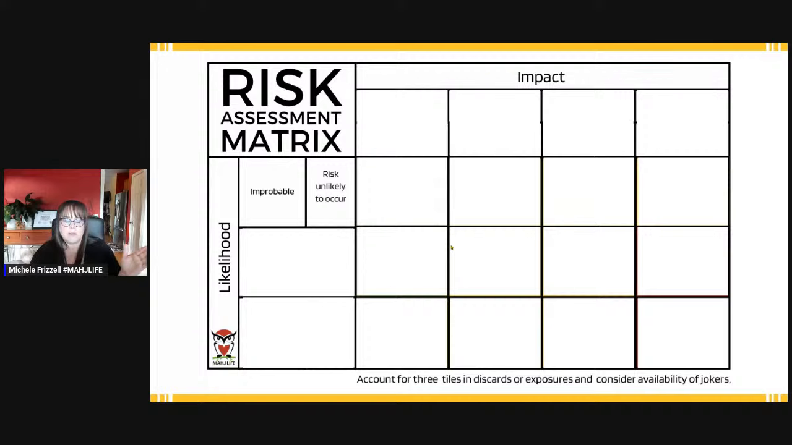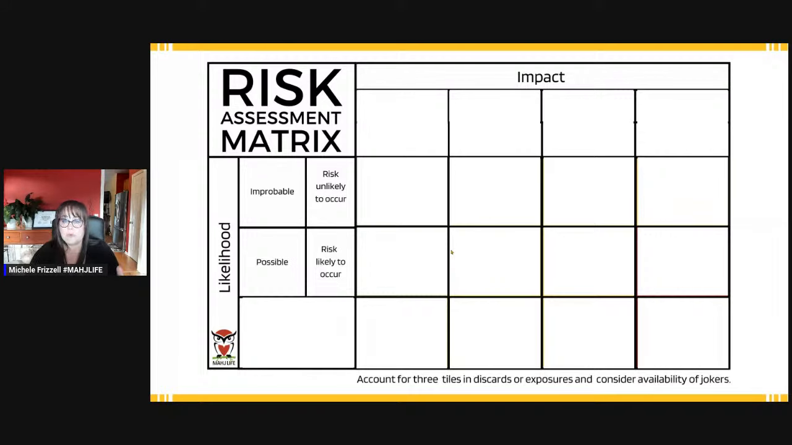So on the likelihood side, we have a tile with improbable risk. That would be that the risk is unlikely to occur. So maybe you draw a tile where three are out in discards. That will have improbable risk.